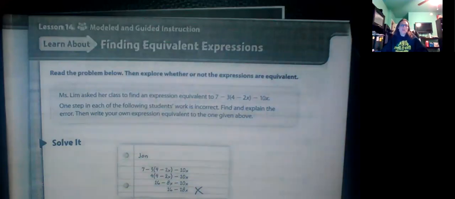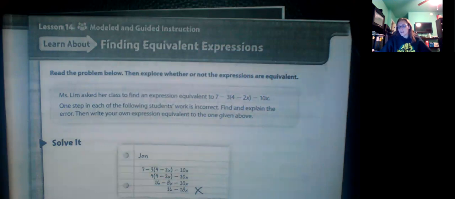Okay, so we're heading back to our iReady packet. And so we're going to be working on page 136 and 137, finding equivalent expressions. So we've been working on quite a few textbook pages that were all leading us up to this, okay? You need to know how to do each of those things. And so we practiced them, so now we can kind of combine them and find it all together.